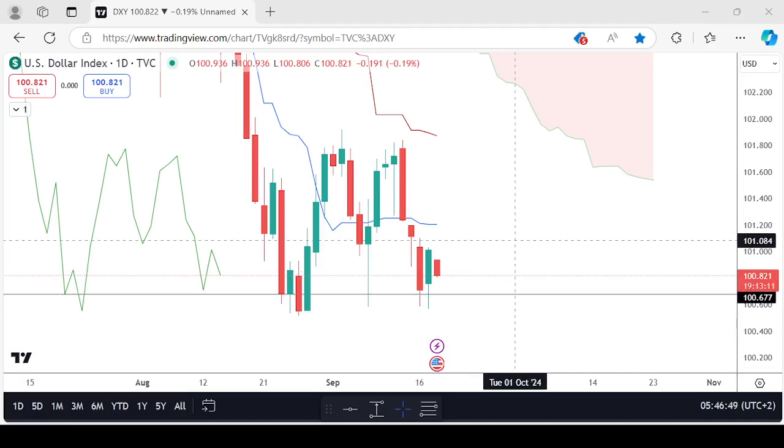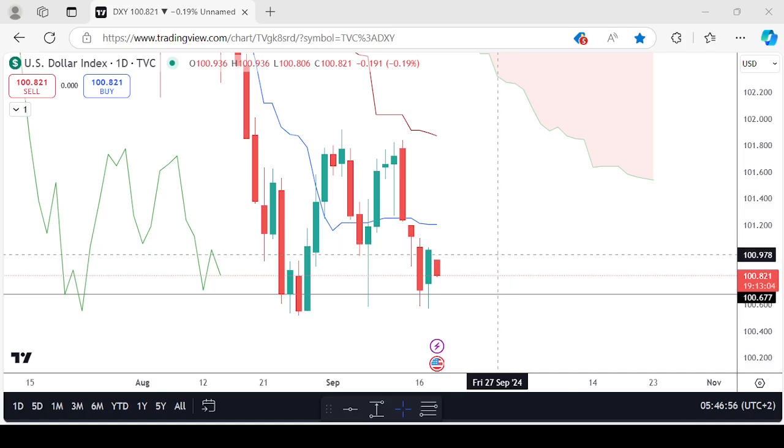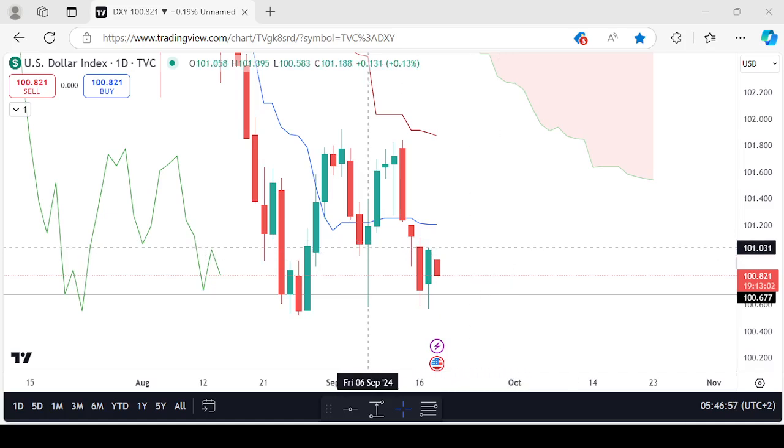Hello traders, welcome. Today I'm going to continue with my analysis of the Euro USD, but I want to start by looking at the dollar index as always, because this helps me understand the Euro USD.